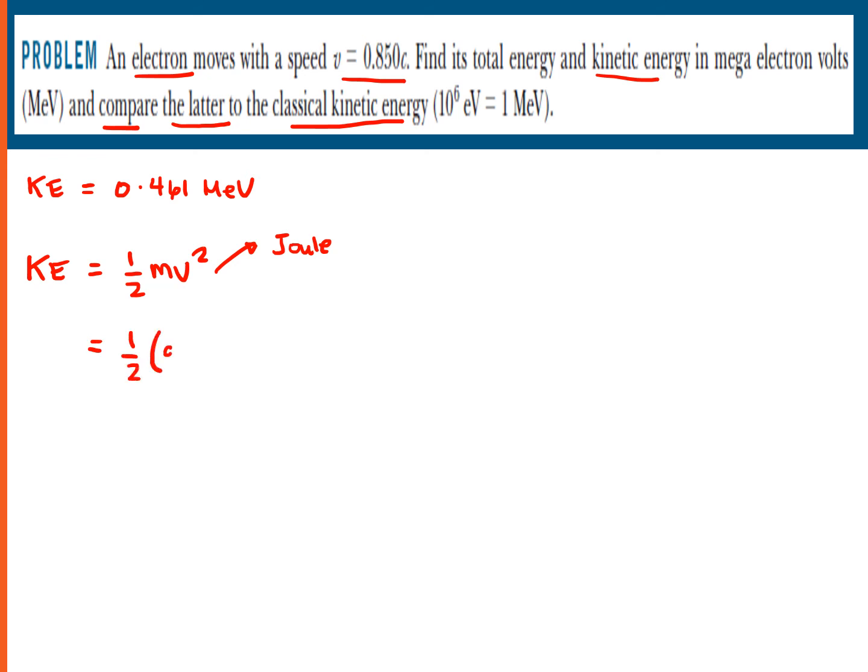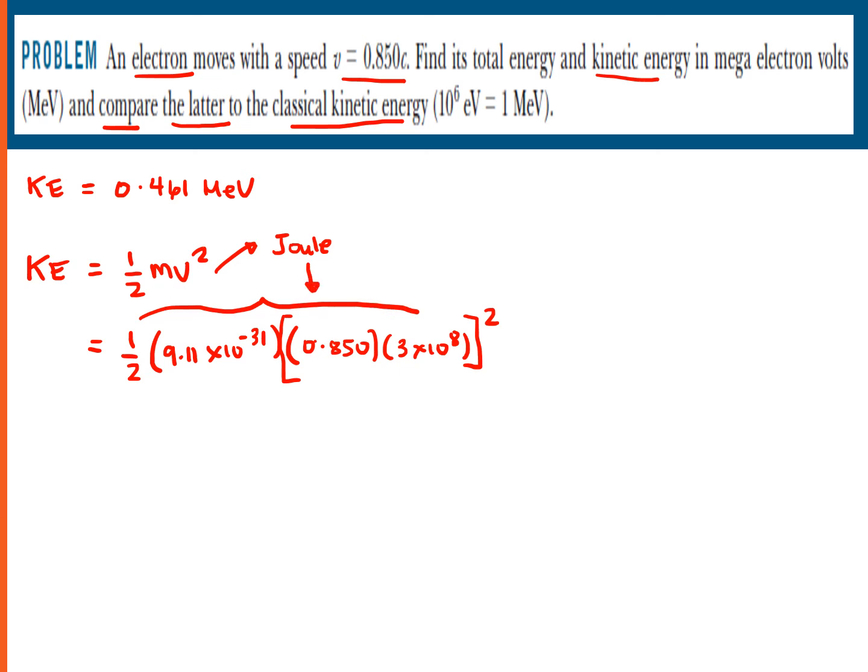That's 1/2 multiplied by the mass of the electron. That's 9.11 times 10 to the power of negative 31 multiplied by the velocity, which is 0.850, multiplied by the speed of light, which is 3 times 10 to the power of 8, and we square this term. Alright, so again, this entire quantity here would have the unit of joules, so we need to express the classical kinetic energy in mega electron volt. So to do that, we will convert the unit first to electron volt. So we will have 1.6 times 10 to the power of negative 19 joule in the denominator, and we have 1 electron volt in the numerator. That would allow us to cancel the joule unit here.